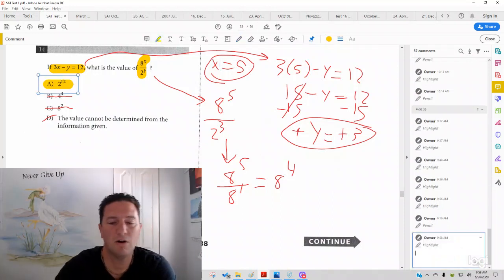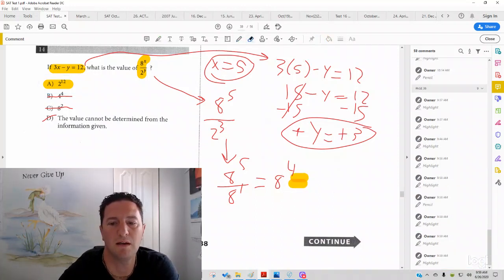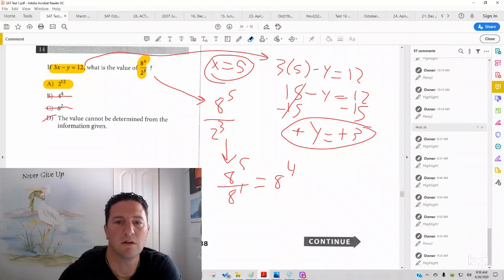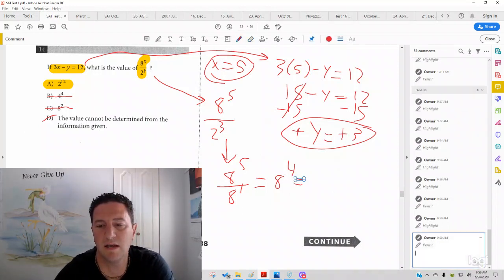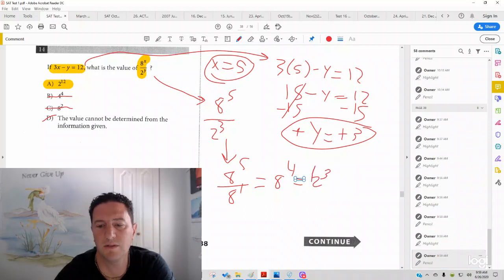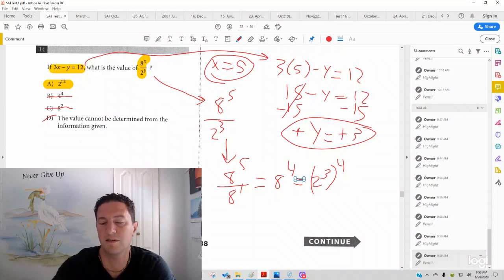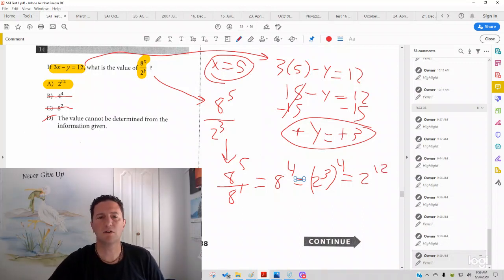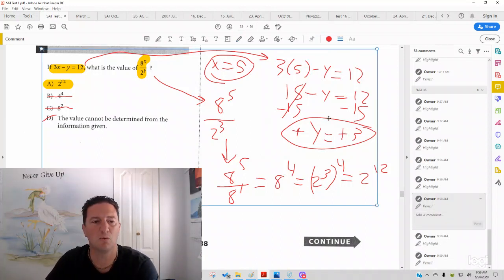Now, how could 8 to the 4th equal 2 to the 12th? Well, if we were to break down this answer, another way to say 8 is to say 2 to the 3rd. That equals 8. So 2 to the 3rd to the 4th. All I did was replace the 8 with 2 to the 3rd, then 2 to the 3rd to the 4th. What do you do with your exponents there? You multiply them, and you get your 2 to the 12th. So notice I was able to figure that out just by picking. When you have two variables with one equation, you can pick for one and solve for the other.